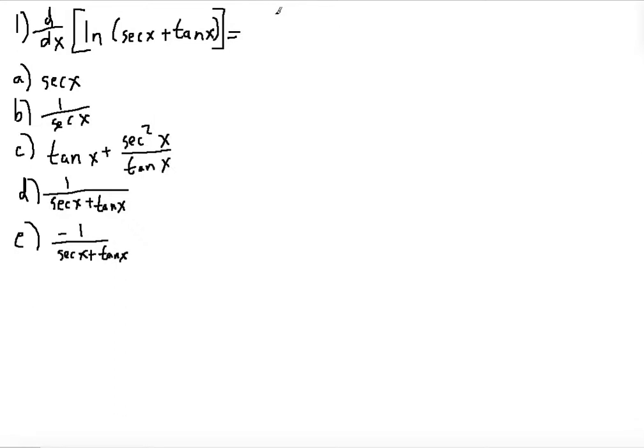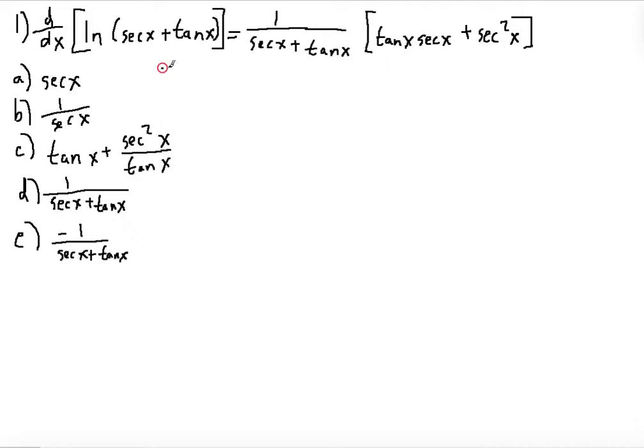and the derivative of natural log, remember, is 1 over whatever you're taking the natural log of. So 1 over secant of x plus tangent of x, and then we're going to take the derivative of secant. Remember, the derivative of secant is tangent times secant. Derivative of tangent is secant squared of x.